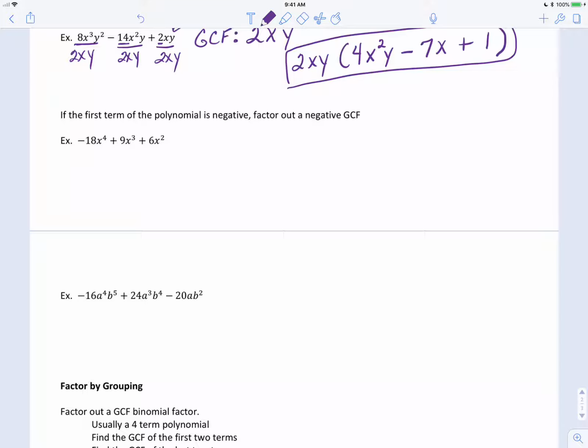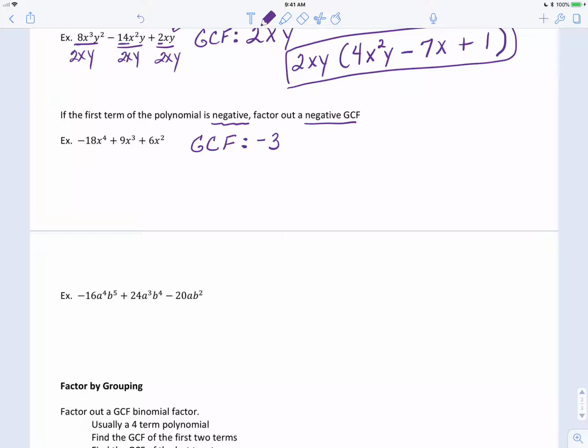If the first term of the polynomial is negative, then you always want to factor out a negative GCF because we just like our first terms to be positive. That's just a standard rule. I don't know why. We just like them to be positive, so we're always going to factor out a negative GCF. Okay, so let's look at this one. We've got negative 18, a 9, and a 6. So what's going to be the common number that each one of those is divisible by? Well, if you said -3, you are correct.